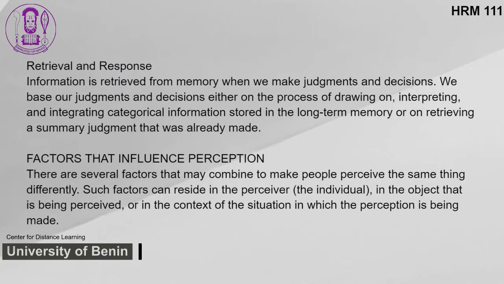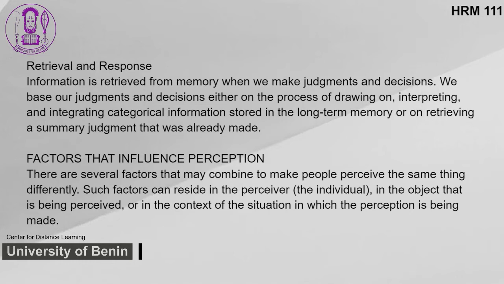Retrieval and response. Information is retrieved from memory when we make judgments and decisions. We base our judgments and decisions either on the process of drawing on, interpreting, and integrating categorical information stored in the long-term memory or on retrieving a summary judgment that was already made.